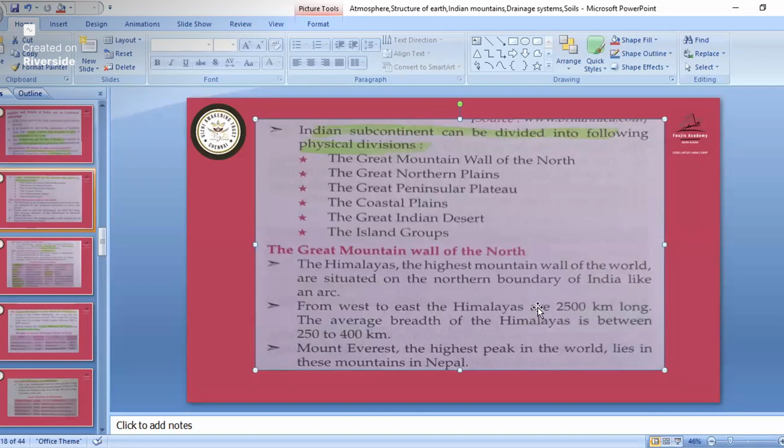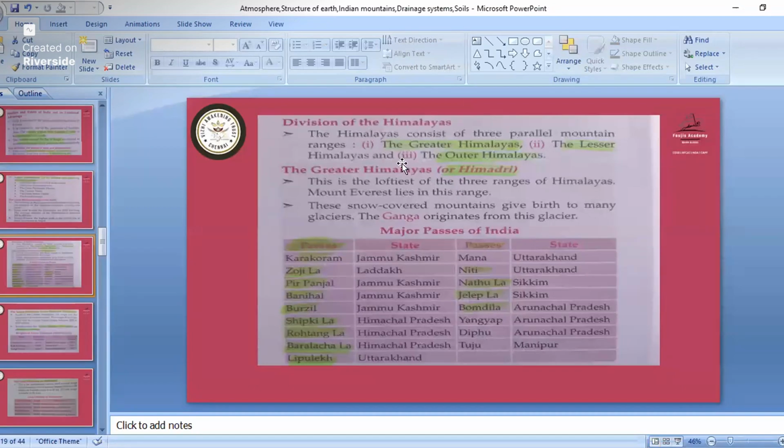You know Mount Everest is the highest peak in the world. That lies in Nepal, not in India. So Mount Everest is the highest peak of the Himalaya and also of the world, and it lies in Nepal. Now we'll see the divisions of the Himalayas. The Himalaya is divided into three: Greater Himalaya, Lesser Himalaya, Outer Himalaya.